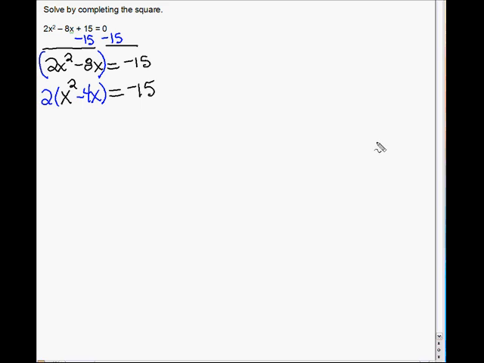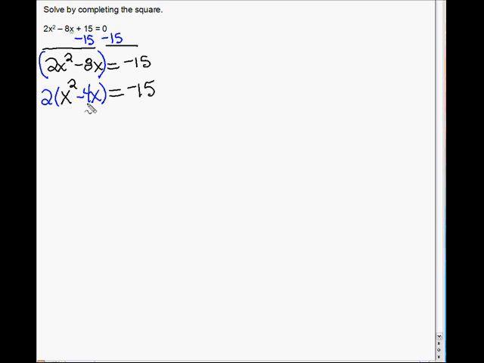Steps 4, 5, and 6 all appear on the next line, but there are 3 separate actions that you need to take. Step 4 says to take half of the coefficient in front of the non-squared variable. So I'm going to take half of this. That's very different than factoring out 2. Every single time I take half of this number, regardless of what it is.